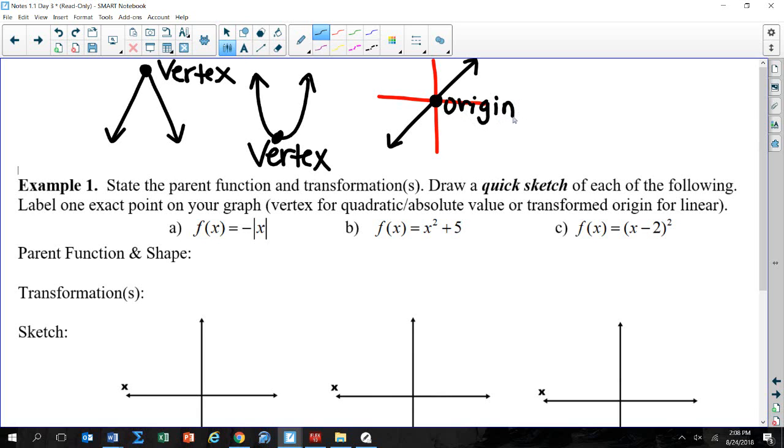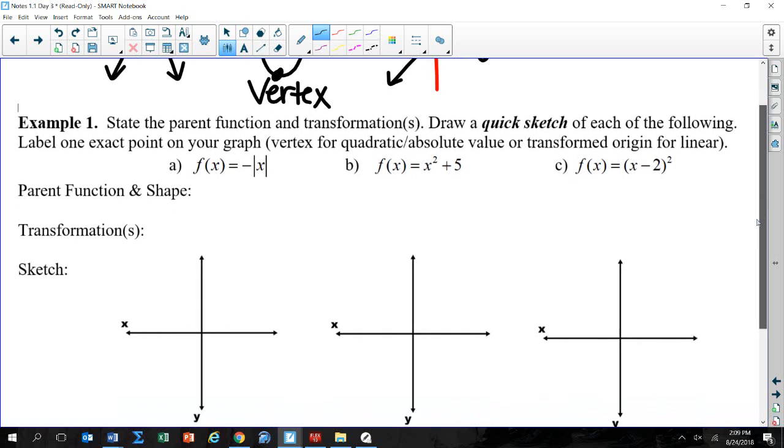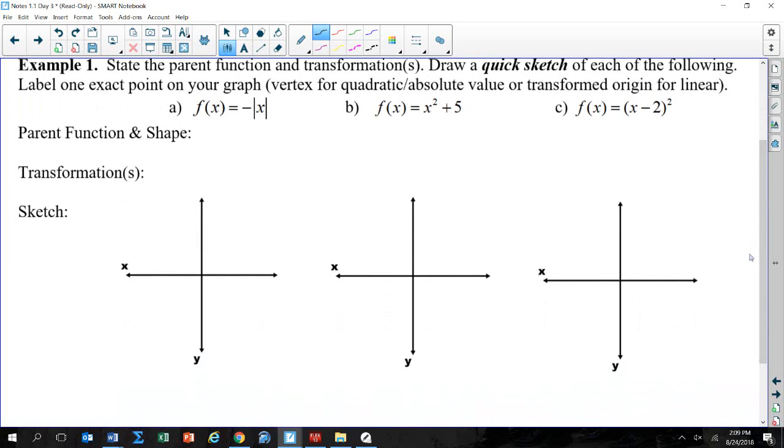Okay, so you're just labeling one exact point and then drawing a quick sketch for the rest. So if I look at this first example, I'll do a couple with you and then I'll let you try a couple on your own. If we look at this first example, does everyone see the absolute value bars? So what do you think the parent function is? Absolute value, right? Y equals the absolute value of x. That's going to be my parent function. It wants to know the shape of that parent function as well. If this is my coordinate plane, the shape is just a V with the vertex at the origin, right?